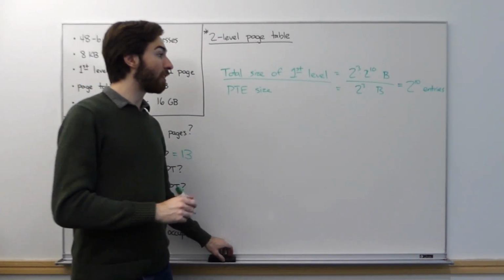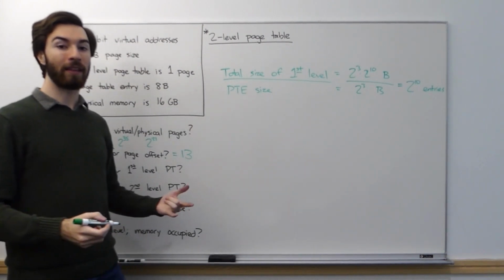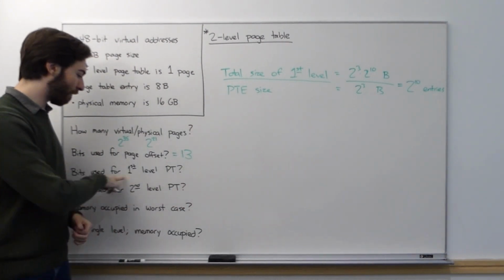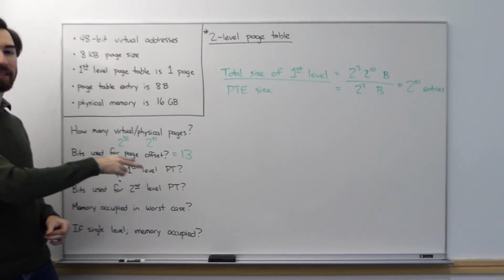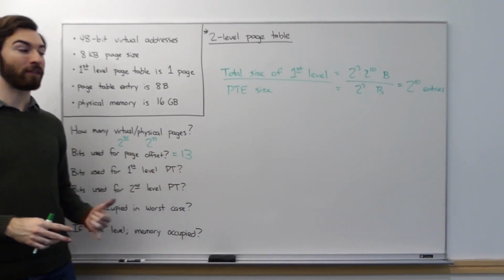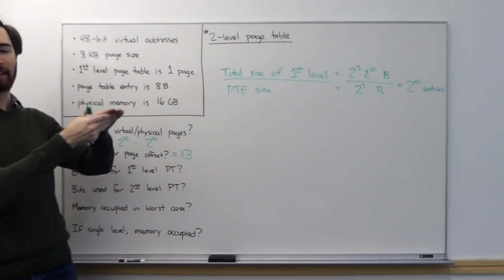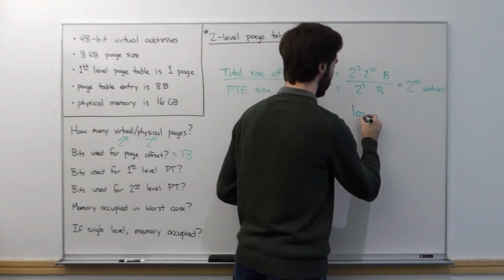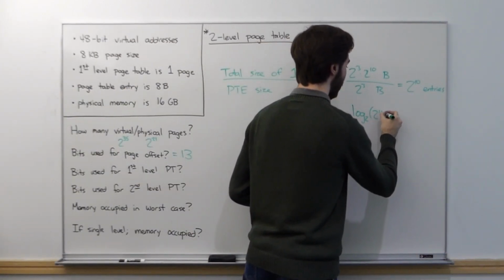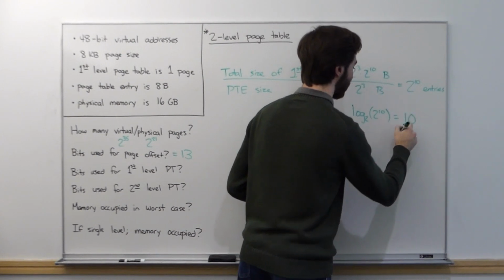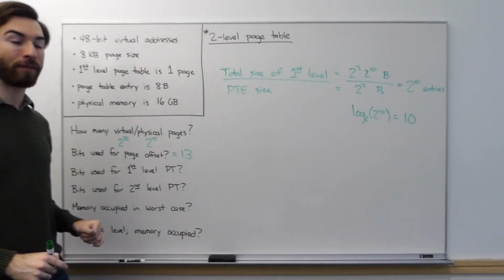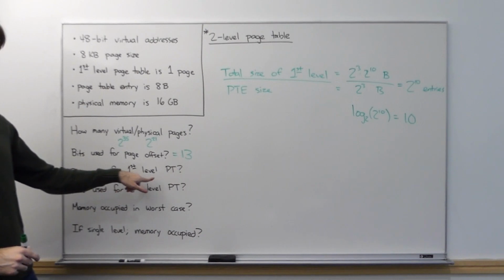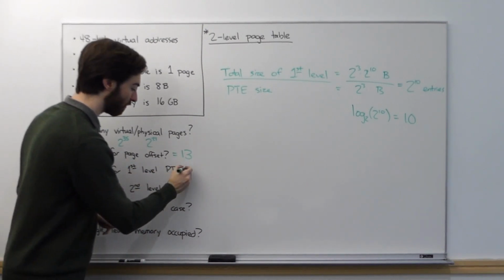And so if we have 2 to the 10th entries total in our first level page table, the number of first level bits, the number of bits from our address that we use to index into our first level page table, needs to be enough to index into 2 to the 10th entries. So that's log base 2 of 2 to the 10th, which is, of course, 10. 10 bits of our virtual address will be used to index into the first level page table.